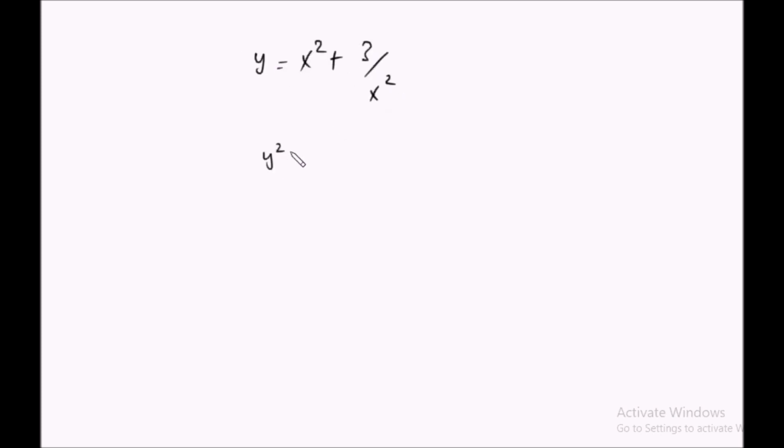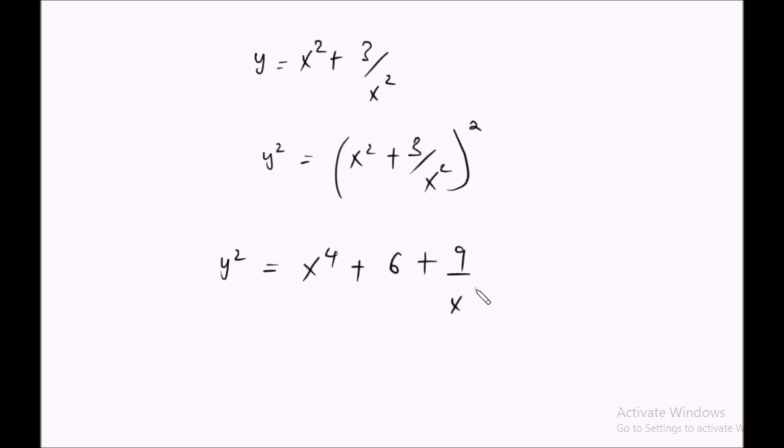Kwa hiyo niki squared hii, what do I get? So very quickly, ukishasoma binomial expansion tutakuja kusoma kwenye algebras. Hizi unazi expand kwa kichwa tu kama hivi, itakuwa ni x power 4 jumlisha 6 jumlisha 9 over x power 4. So this one is our y squared. So remember a ni 1, b ni ngapi? Ni 2. So let's apply our formula now.